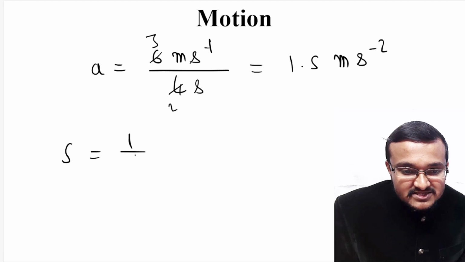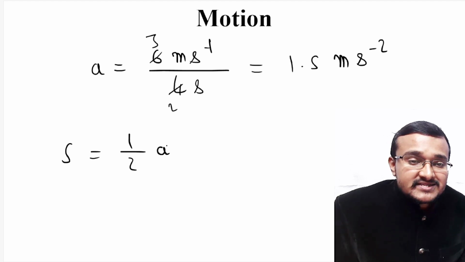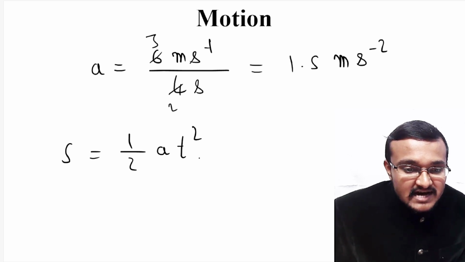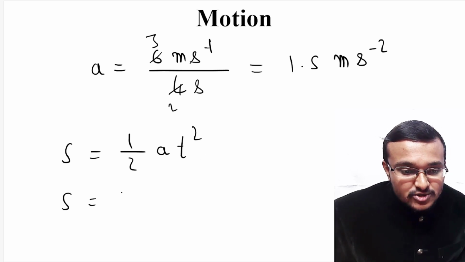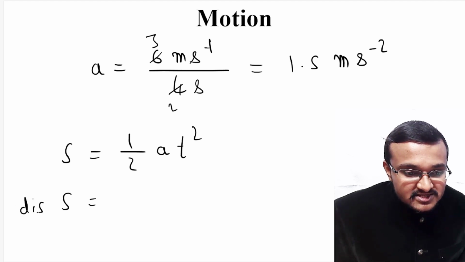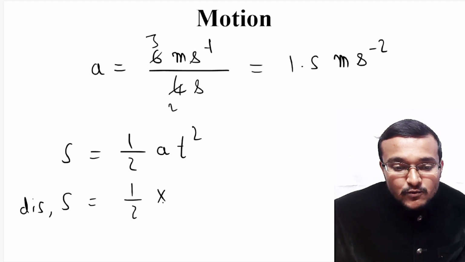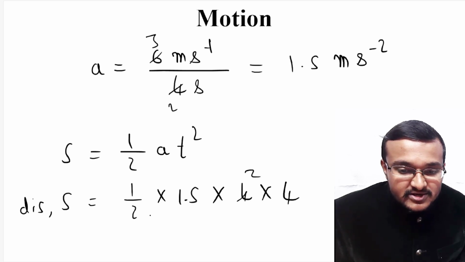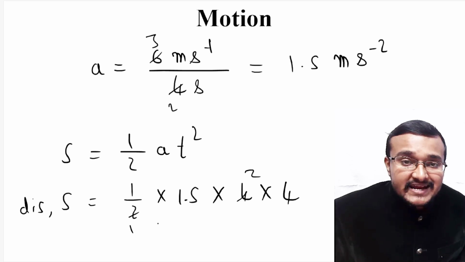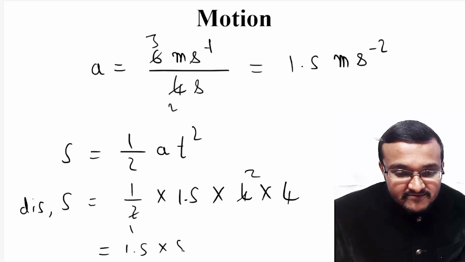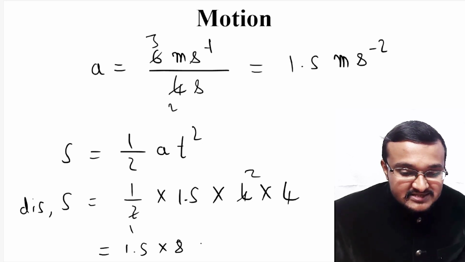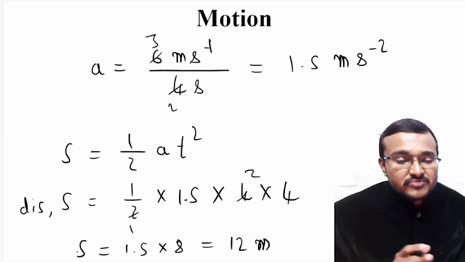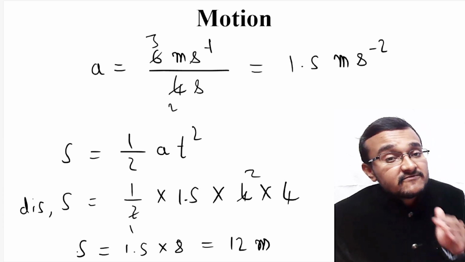Now you can calculate the distance. So distance is half at squared, since the initial velocity is 0, so that ut will be equal to 0. Only the remaining thing you can write here, that is half at squared. So s is equal to half, where s is the distance. What is the acceleration? Acceleration is 1.5 into the time, which is 4 seconds, so 4 into 4. 4 2s are 8. So 1.5 into 8: 0.5 into 8 is 4, 4 plus 8 will be 12. So 12 meters is the total distance traveled by this car in the first 4 seconds.